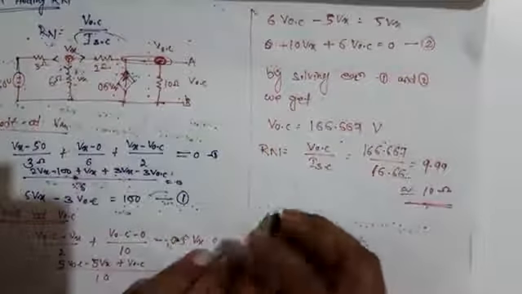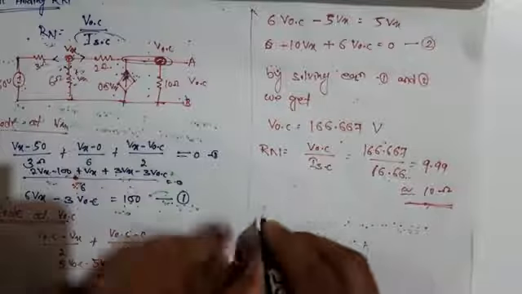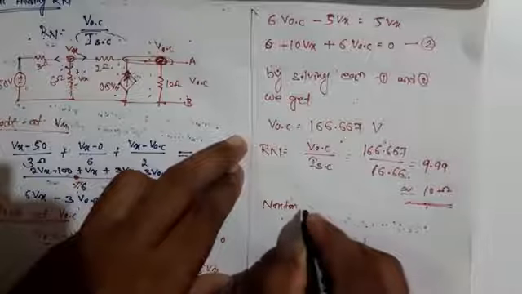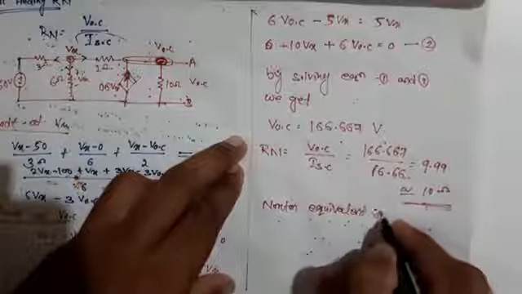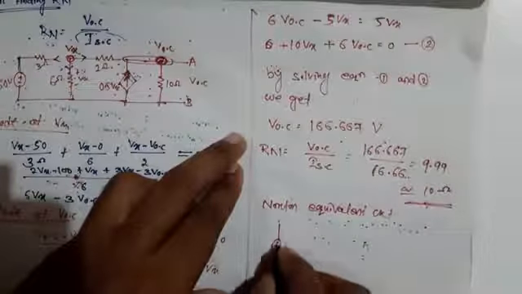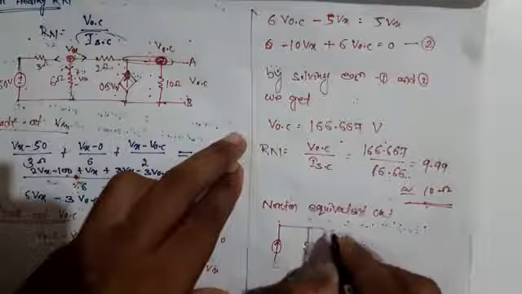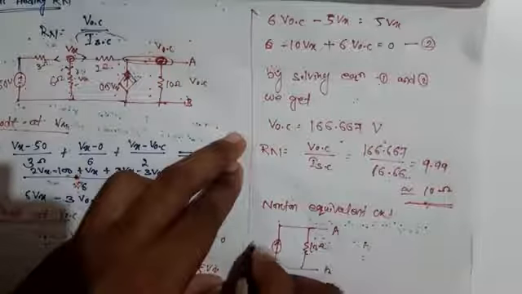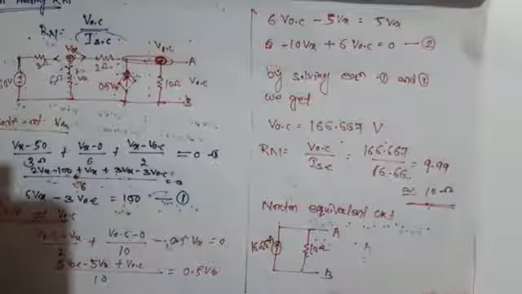So we finally got IN and Rn. Now we draw the final Norton equivalent circuit. It is the Norton current in parallel with the Norton resistance, with open circuit AB. This is 10 ohm and this is 16.66 ampere. Finally, we got the answer.